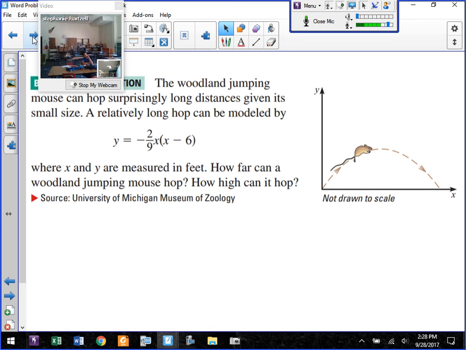Well, very high. How high? I don't know. But if I look at this, is this written in any format that we know? No, it's not. We don't have a factored form. So what I want to do then is I'm going to put this right in my calculator.